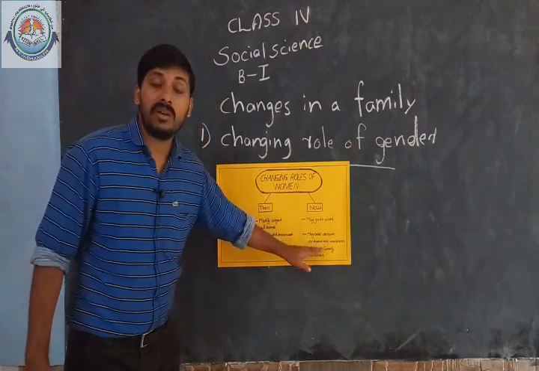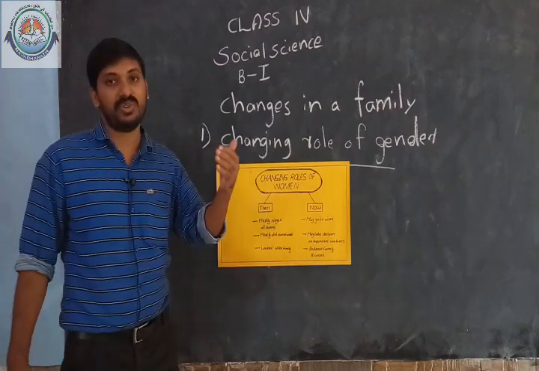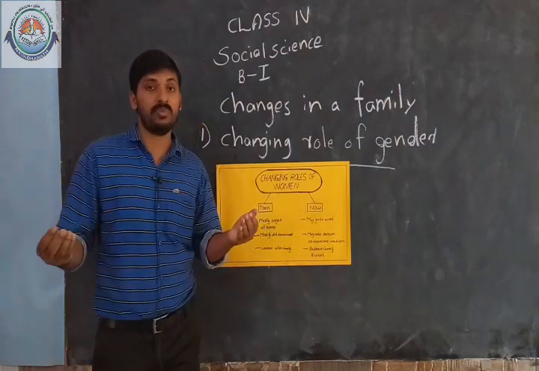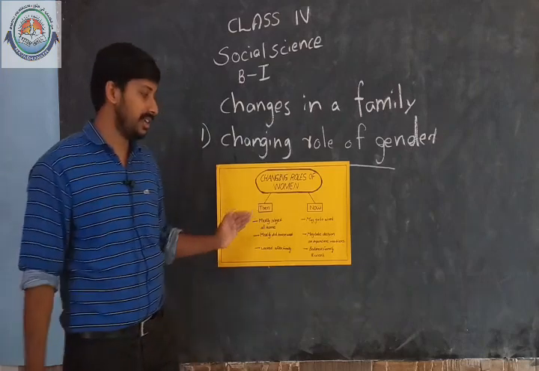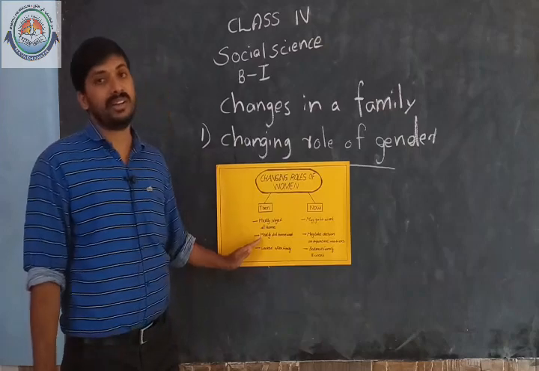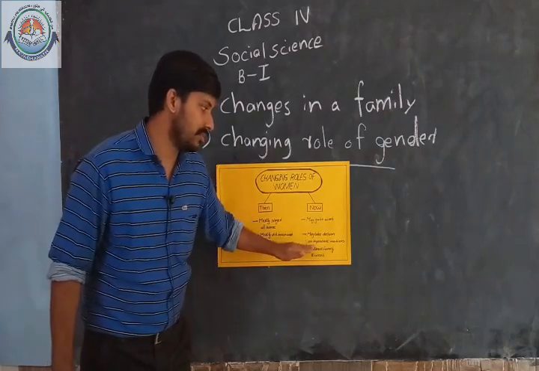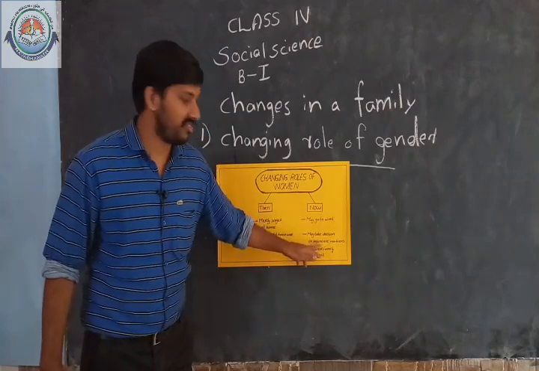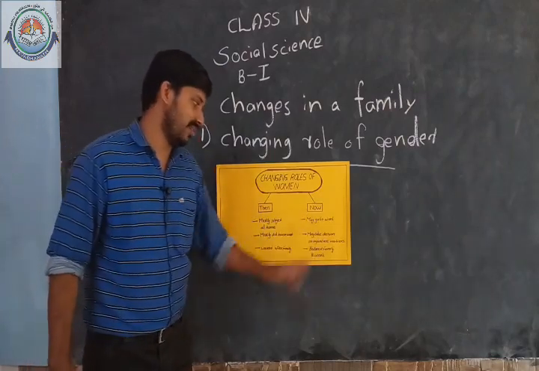In a family, many decisions have to be taken on matters like holidays, buying cars, or making homes. In earlier times, these kinds of decisions were taken by grandparents or the father. Now, these decisions are taken by both father and mother. That is a change between earlier and now.